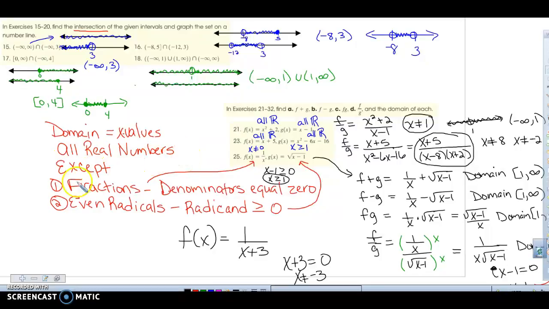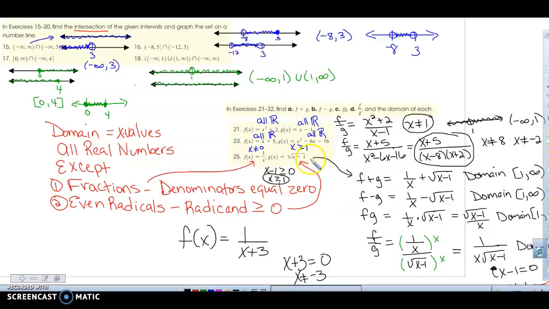The exception comes when the function contains a fraction with variables in the denominator. Our concern is that we don't want to include any values that would make the denominators equal to 0. That would make the problem undefined. And also, if the problem has an even radical in it, we want to make sure we don't include any negative values underneath the radical sign because that would generate an imaginary number.